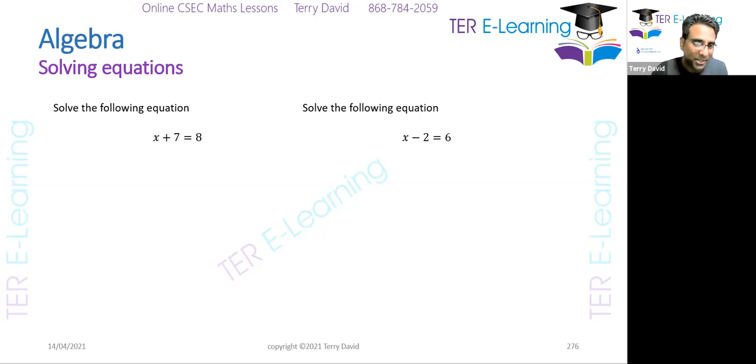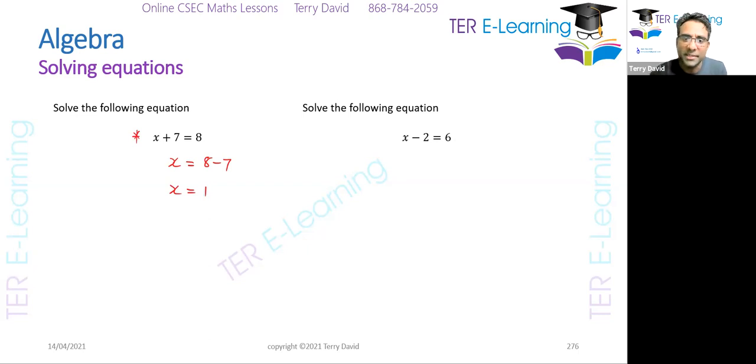Now, you can think of it like this. x is equal to, and I'm moving that 7 to the right-hand side. Because it's plus 7 on the left, it's going to be minus 7 on the right-hand side. So this is going to be 8 minus 7, which is 1. x is equal to 1, and that's my answer. If I take 1 and substitute it into this equation, 1 plus 7 will give me 8. So that is correct.